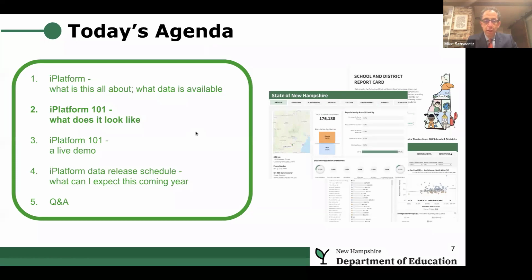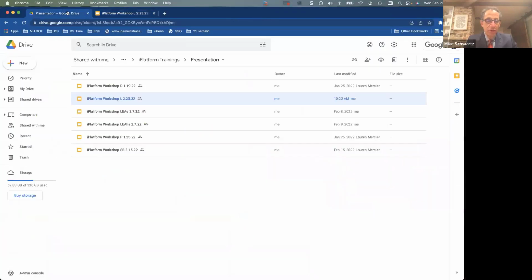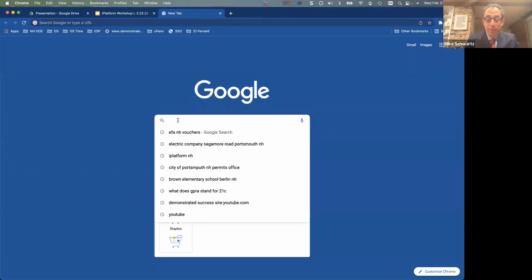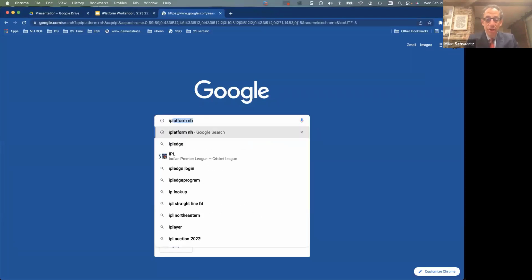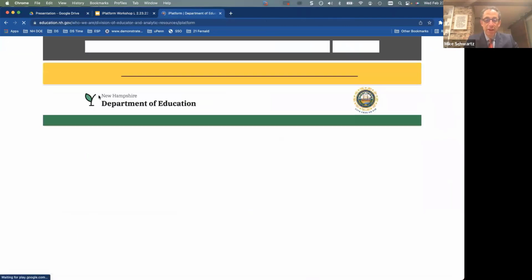So what does it look like and how do you get to it? I'm just going to quickly escape over here and go to another browser. The easiest way to get to iPlatform is simply to type iPlatform NH. If you Google that, it should come up right at the beginning, and you click on it, and this brings you to the landing page for iPlatform.